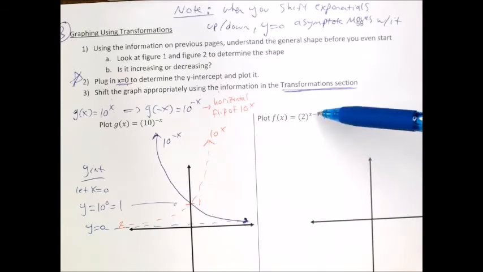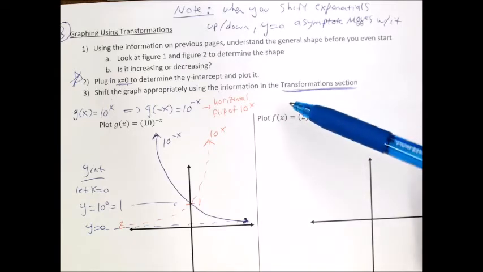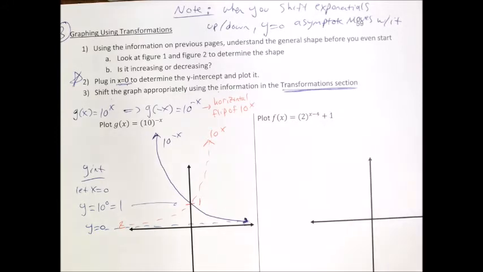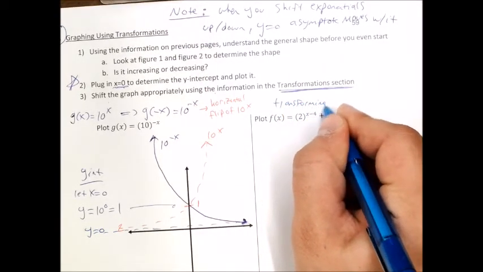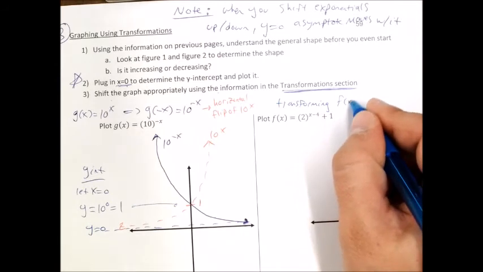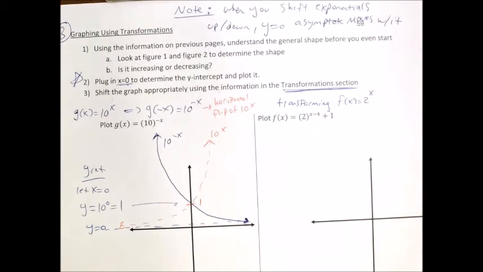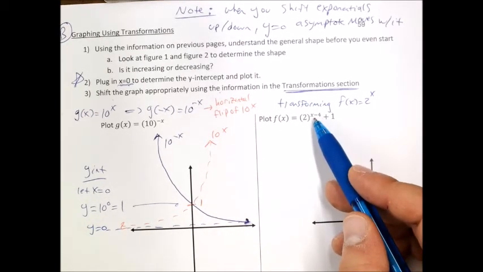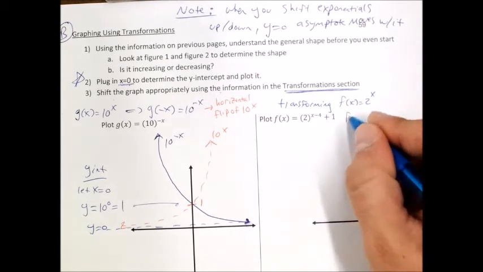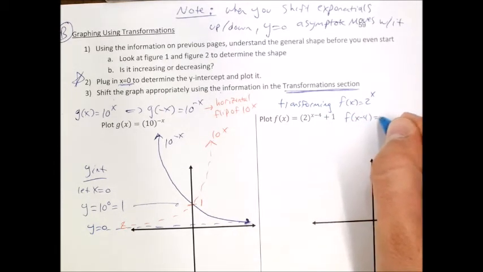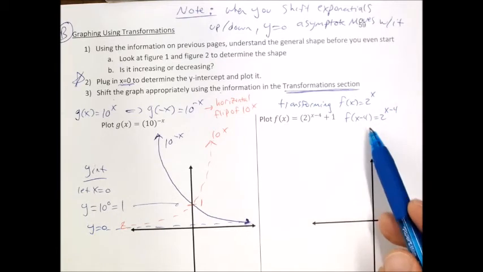This next one's a little more complicated because we've got a -4 in the exponent and a +1 outside. And so first of all, I just want to note that we're transforming the function f of x equals 2 to the x. What's the x minus 4 doing? So instead of 2 to the x, we have an x minus 4. And so it's kind of like we plugged in an x minus 4 into 2 to the x, right? What kind of transformation is that?